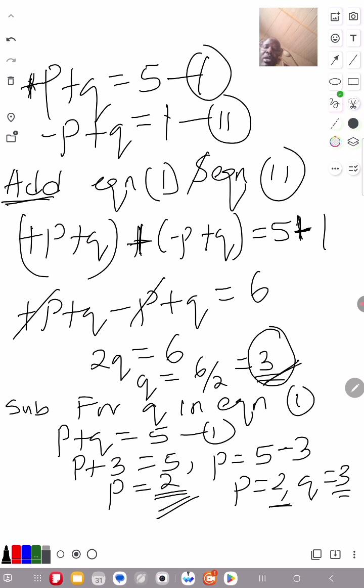Mind you, if you stop here, you are not going to get your full mark. Since what we are looking for is x and y, take note, our p is already 2, our q is already 3. So let me wipe this up and move to the next page.